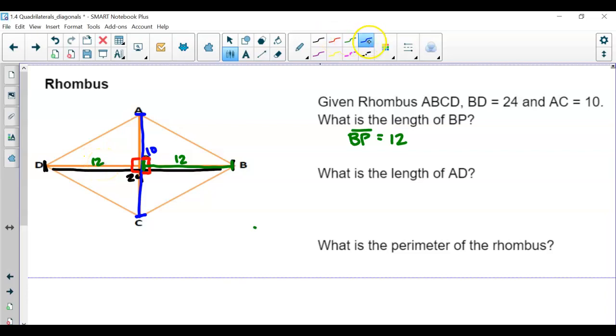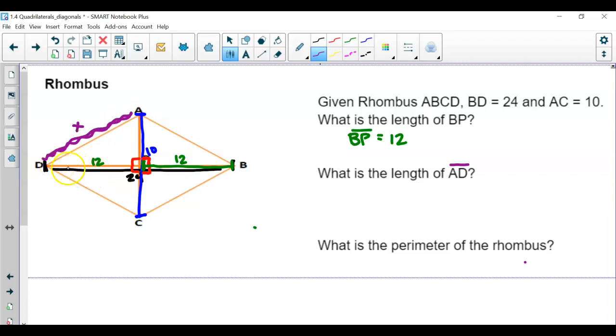For example, if we wanted to know AC, if this is 10, then those two pieces are 5 and 5. Now let's go to the next. What is the length of AD? Where is AD? AD is here. How are we going to find AD when it's one of the sides of the rhombus? Let's use the attributes from the diagonals.